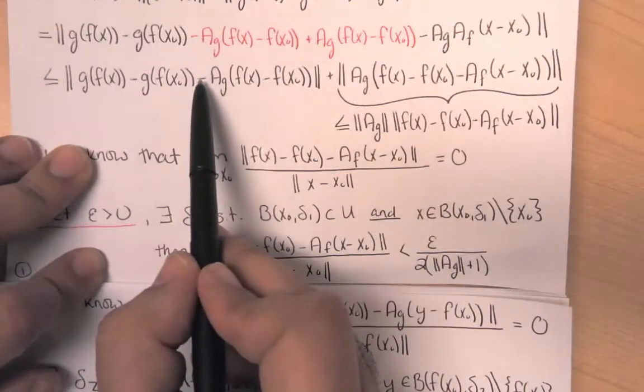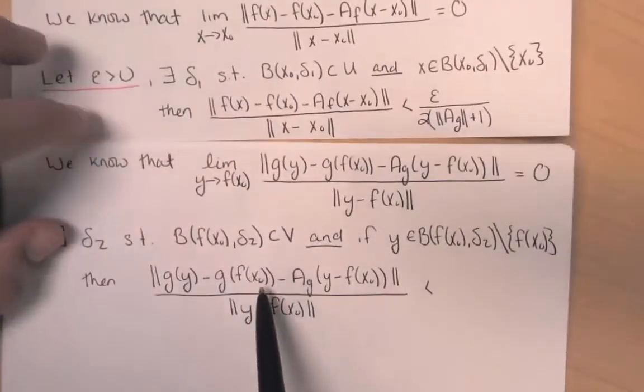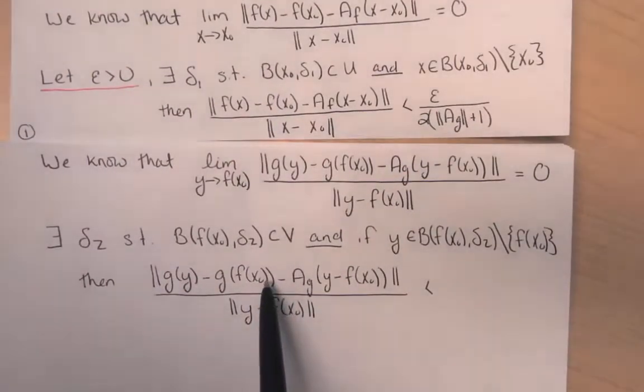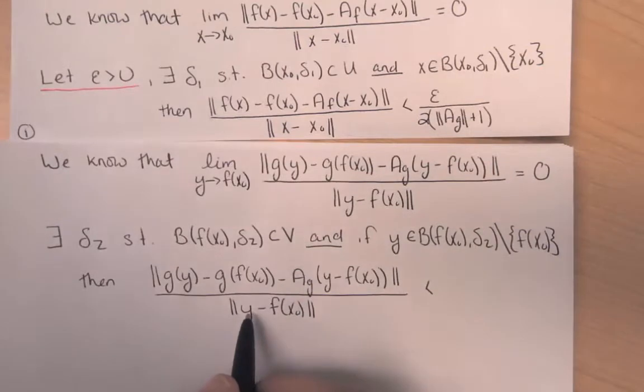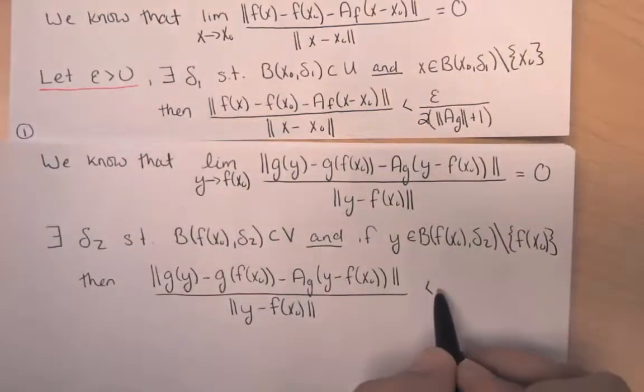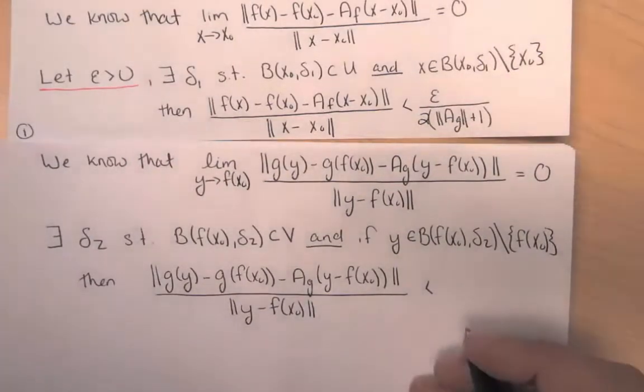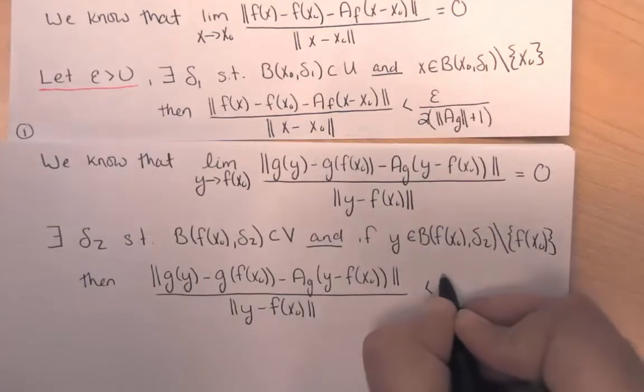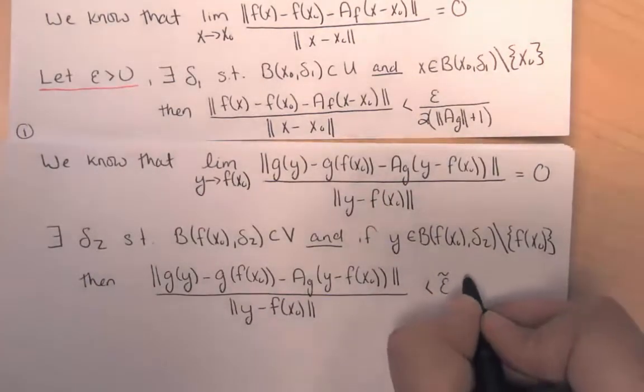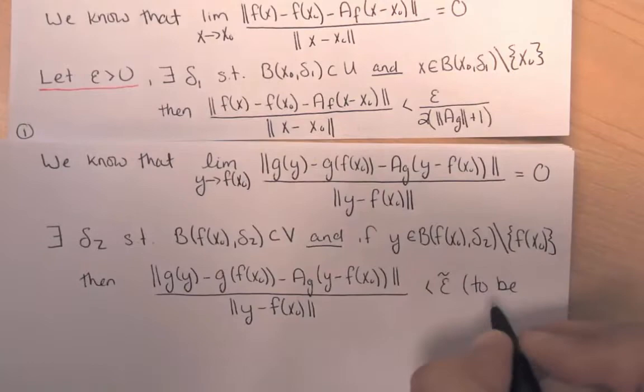And this term here looks like the numerator, except that here I'm considering some y in the domain of g. Now, of course, f of x is in the domain of g, by hypothesis, by assumption. But here, y is just any vector approaching f of x naught. So what do I have to make this less than? Well, I'm not sure yet. So let's just call this epsilon delta, and we'll just say to be determined.